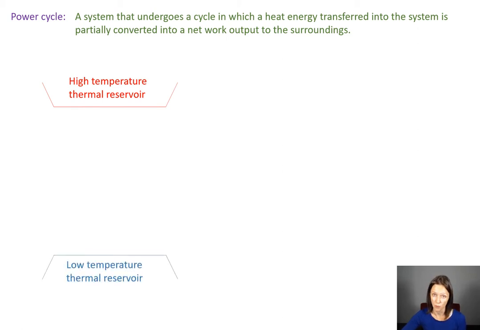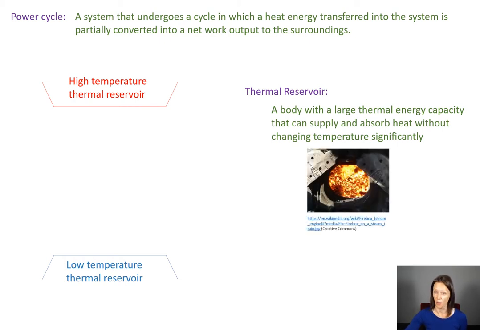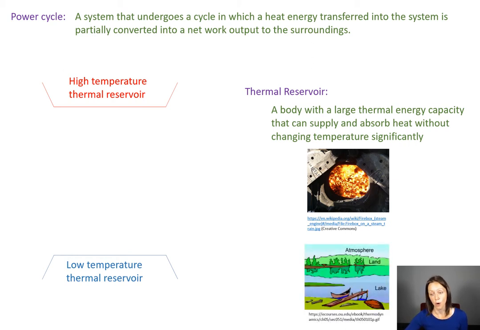So what's a thermal reservoir? A thermal reservoir is a body that's able to absorb a lot of heat or release a lot of heat without changing its overall temperature significantly. For example, your high temperature reservoir might be a coal burning source or a nuclear source or geothermal source. And the low temperature reservoir, since you're dumping heat into it, we would refer to as a heat sink. So the atmosphere, a big body of water, things like that, could serve as a heat sink. That would be your low temperature reservoir.